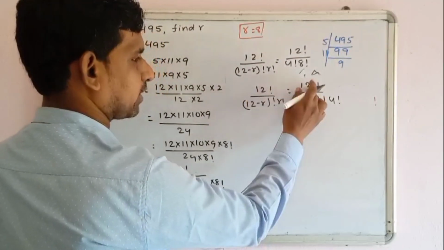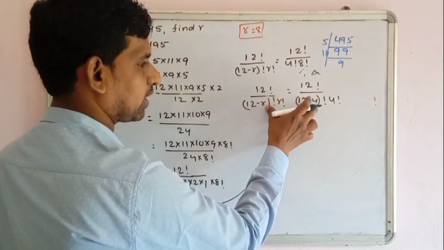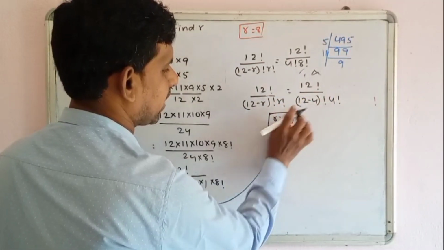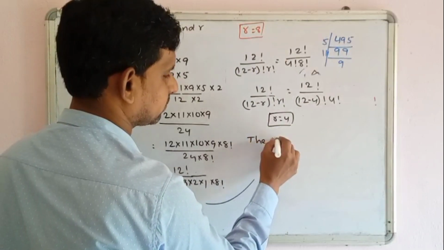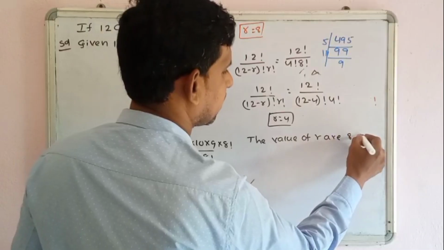Now observe that 12 factorial, 12 factorial, 12 minus, here r equal to how much now? R equal to ఎంత అవుతుంది? 4 అవుతుంది. Check చేయండి. Therefore r equals 4. Therefore the values of r are either 8 or 4.